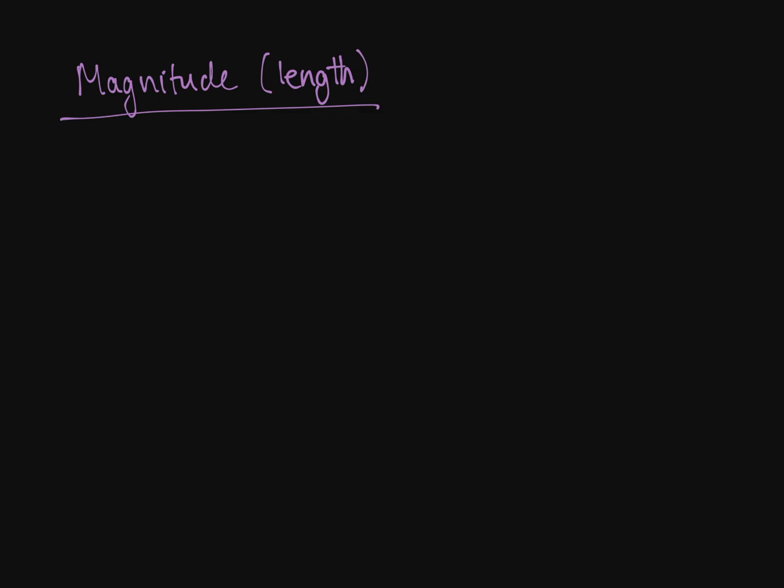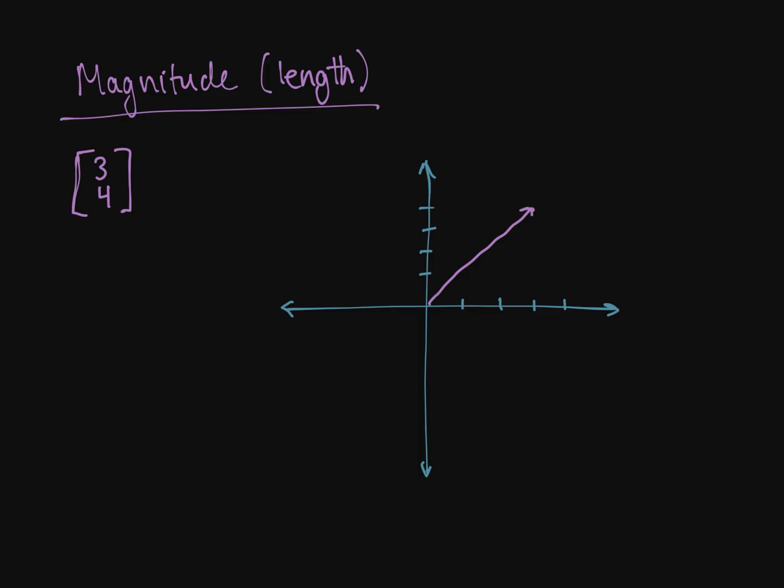Okay, and the final topic of this video is the magnitude of a vector, which is basically the length of the vector. So let's say we have the vector 3, 4, and let's actually go ahead and graph it. Then one thing we notice here is that we can actually make a right triangle if we draw these two lines. And now to find the length of this vector, we can use the Pythagorean theorem.